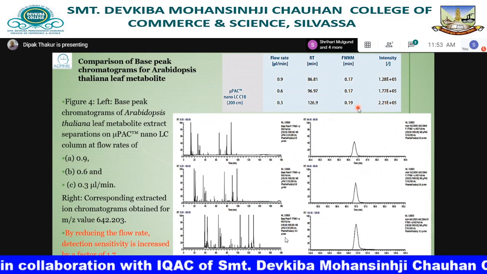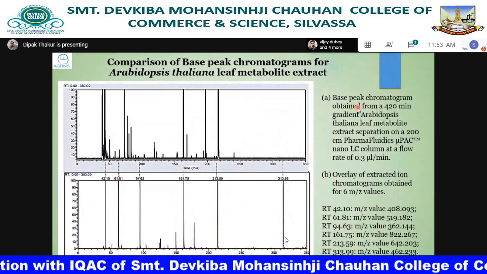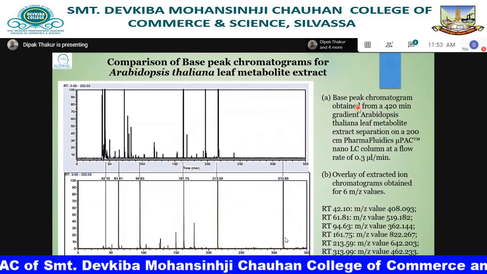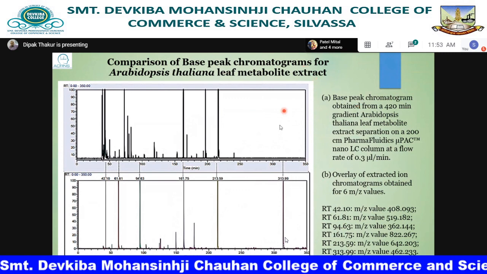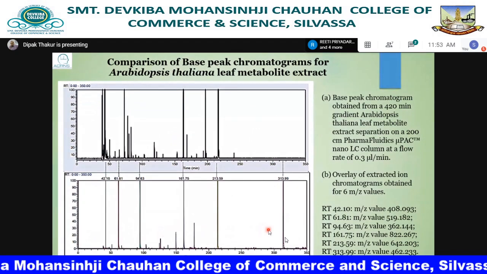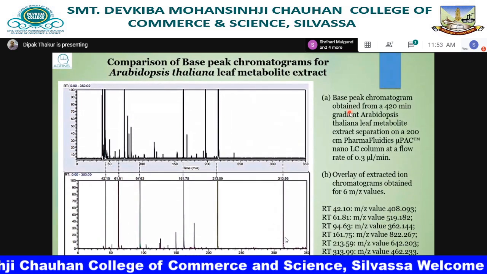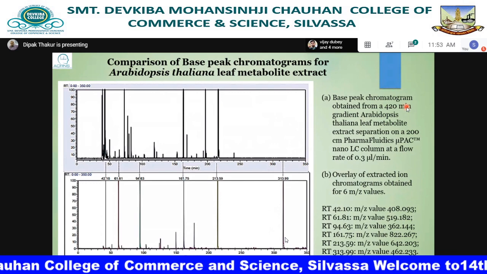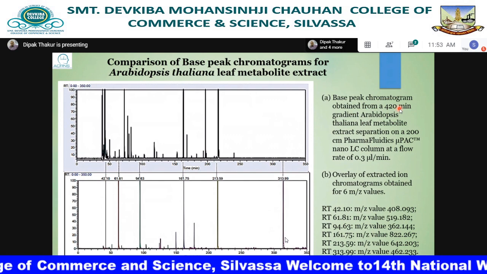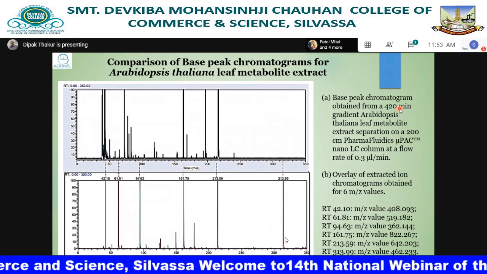Now the base peak chromatograms of these Arabidopsis metabolite extracts were compared between different gradient times. If you see the shorter gradient and the longer gradient, they have used a longer gradient. The base peak chromatogram was obtained for 420 minutes. See, the gradient they are running is 420 minutes. How many hours is this? 7 hours. 7 hours for one run.